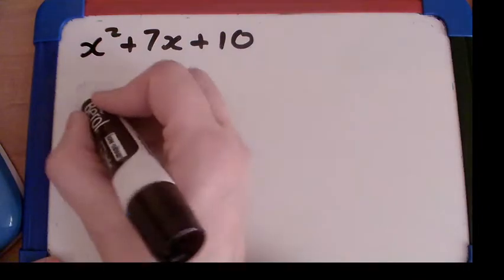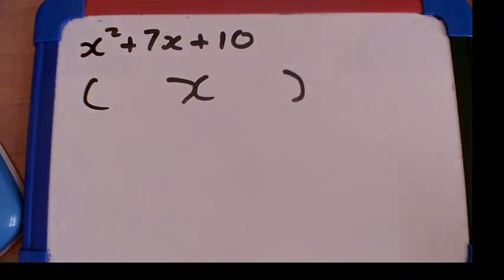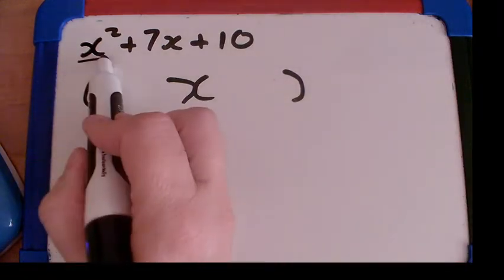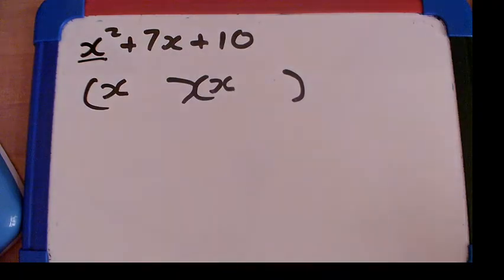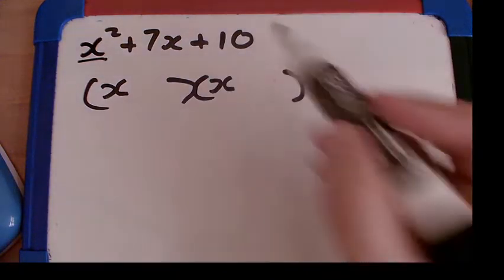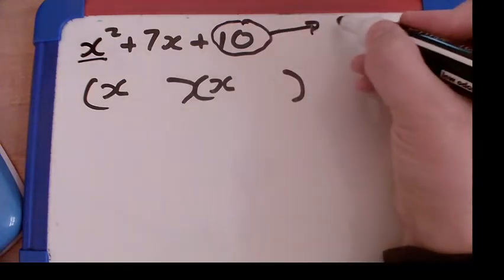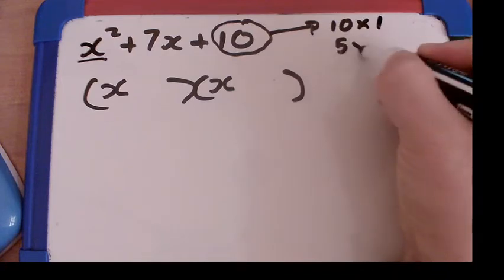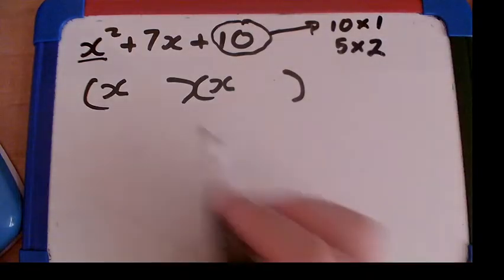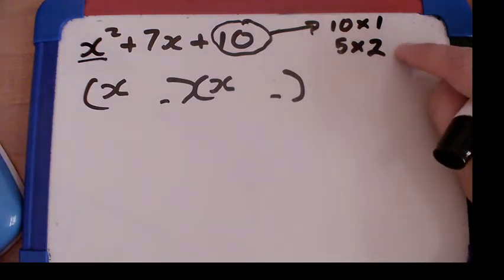So let's have a look. Well, normally we get presented with two brackets. In order to get an x squared here, we're going to need an x in each bracket. Now we look at the last term. What are the factors of 10? Well, 10 can be done as 10 times 1 or 5 times 2. So in these two little slots here, we're either going to have a 10 and a 1 or a 5 and a 2.